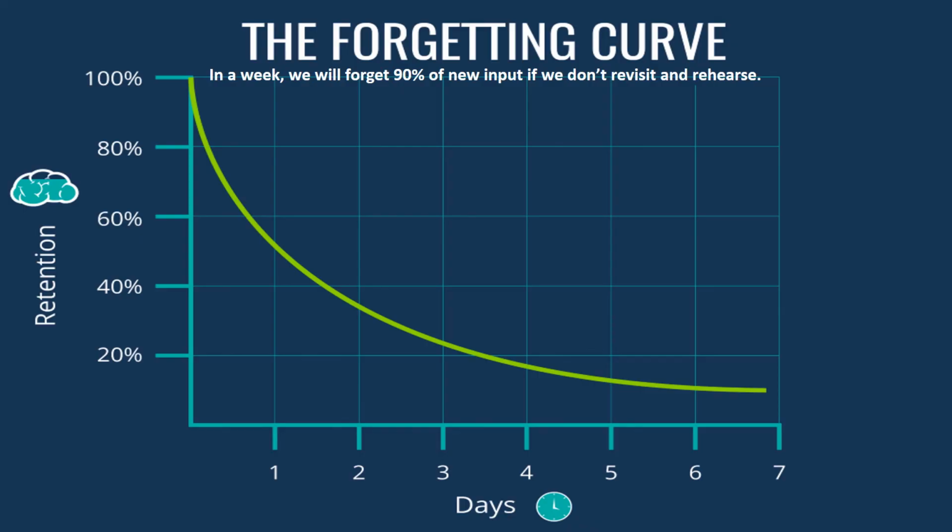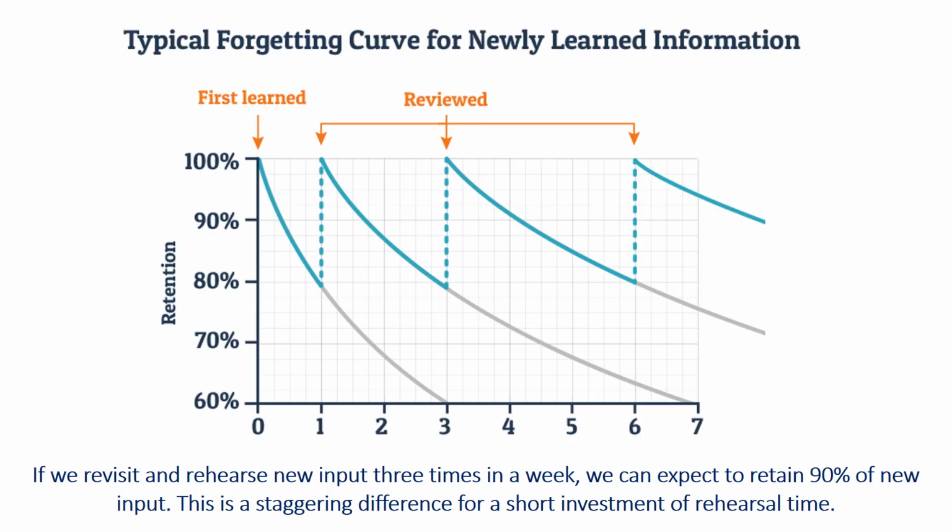It's really important that across a week we create opportunities for our children to regularly practice their times tables. The reason being that in a week we will forget 90% of new input if we don't revisit and rehearse. If we revisit and rehearse new input 3 times in a week, we can expect to retain 90% of new input. This is a staggering difference for a short investment of rehearsal time.